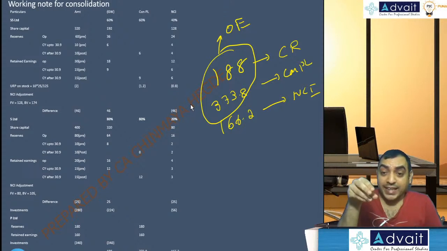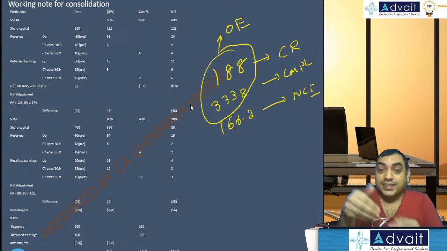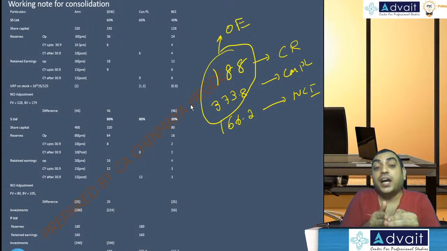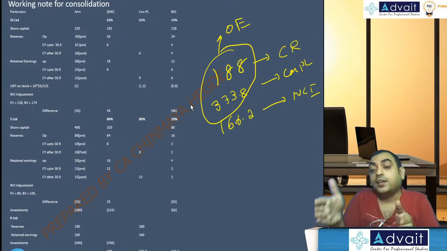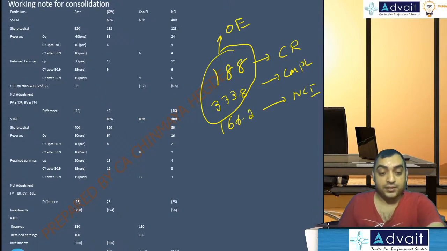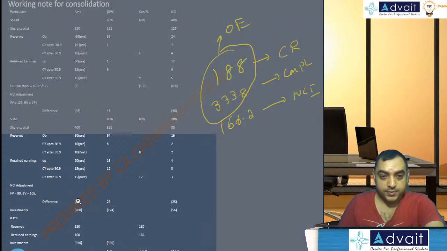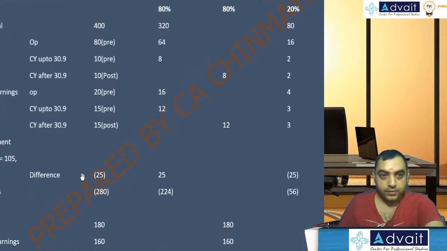Then the S Limited subsidiary is there. S Limited, that intermediary subsidiary, is having investments. Their investments should be divided among the holding company's share 80% and NCI share 20%. Okay, for those who want to zoom in a little bit, this is related to S Limited and parent P Limited.